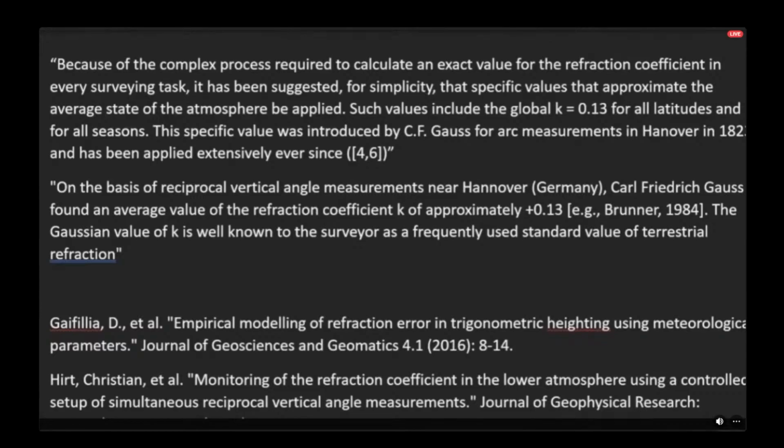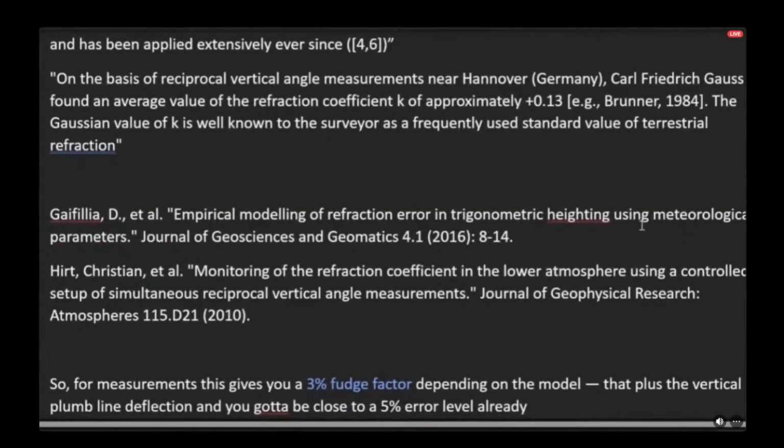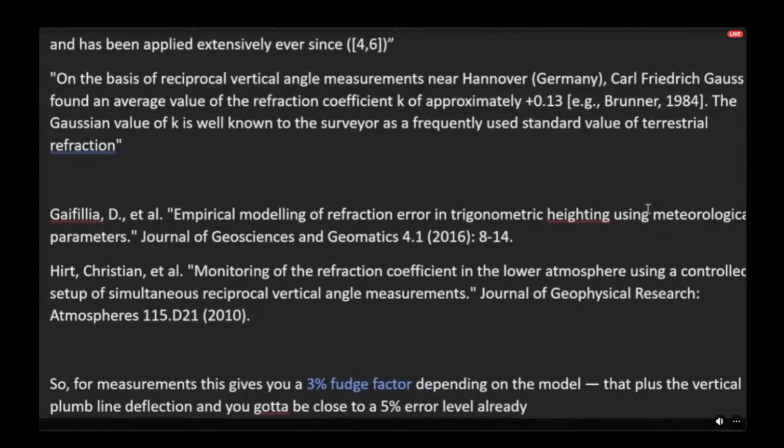Obviously that's not ideal, but it's how they work with the average. Now another quote. On the basis of reciprocal vertical angle measurements near Hanover, Germany, Carl Friedrich Gauss found an average value for the refraction coefficient, approximately plus or minus 0.13. And the value of K is well known to the surveyor as a frequently used standard value of terrestrial refraction. Here's another one where they explain how that causes problems. Empirical modeling of refraction error and trigonometric heightening uses meteorological parameters. Right, so monitoring of the refraction coefficient in the lower atmosphere using a controlled setup of simultaneous reciprocal vertical angle measurements.